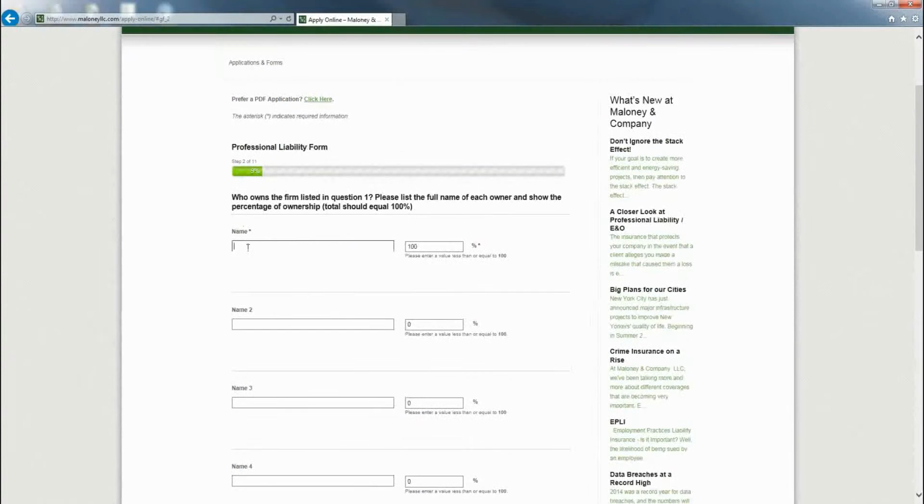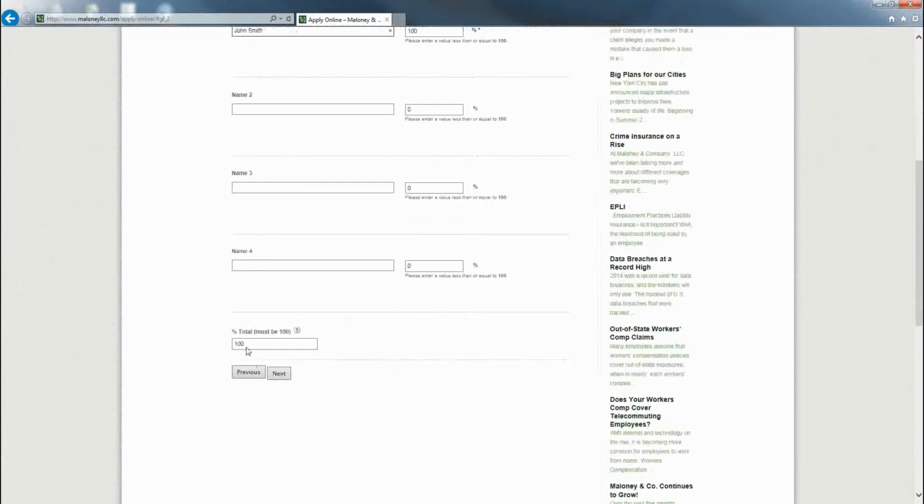Step 2. Please list the full name of each owner and show the percentage of ownership. The total ownership percentage should equal 100%.